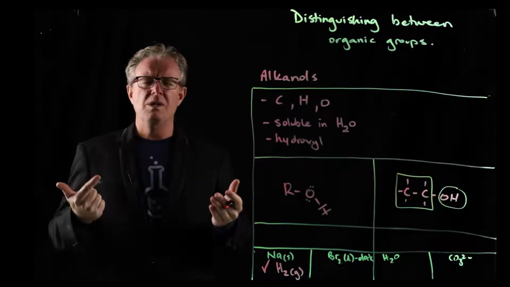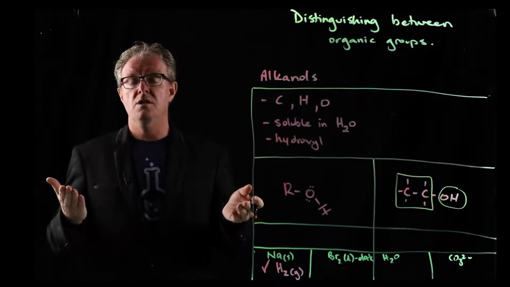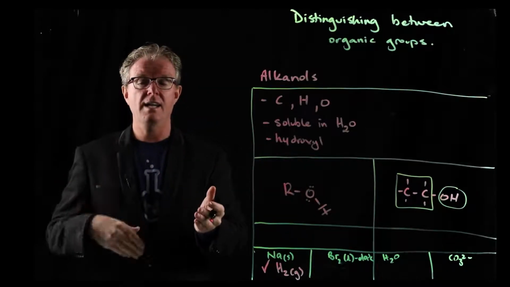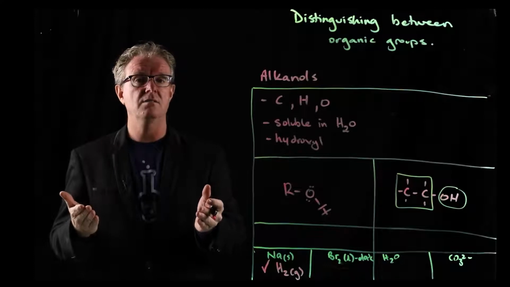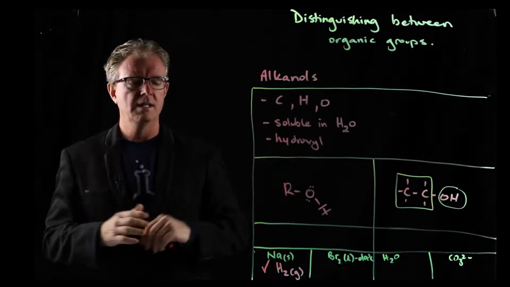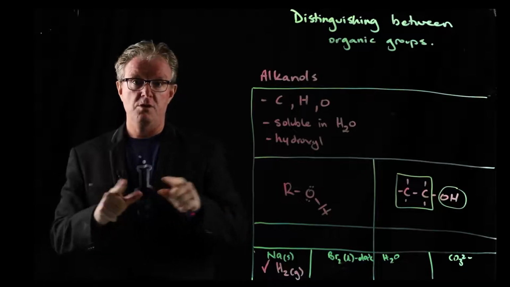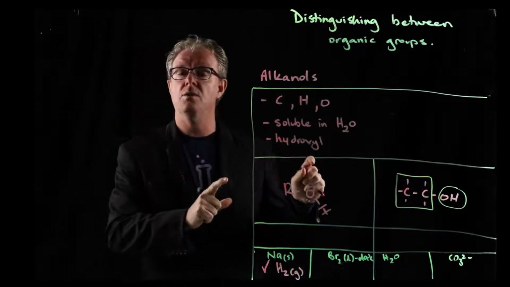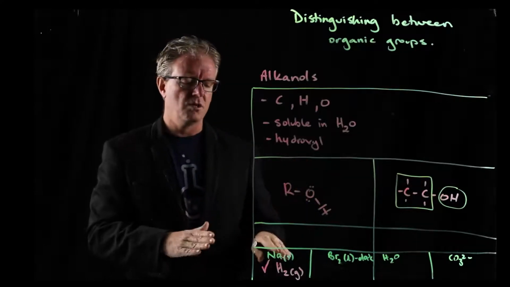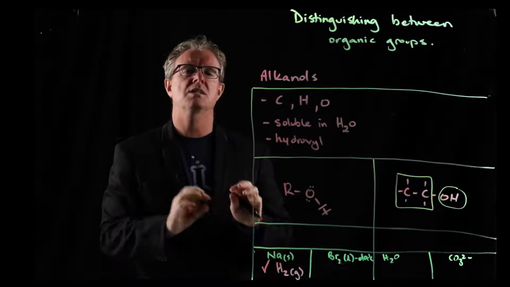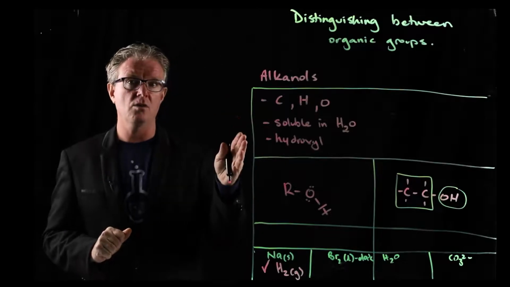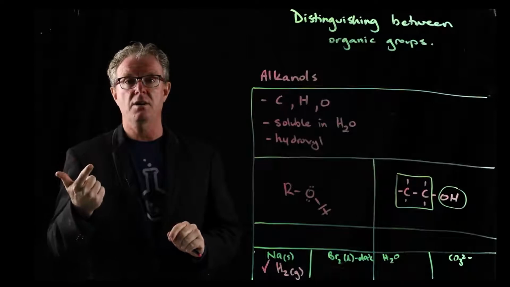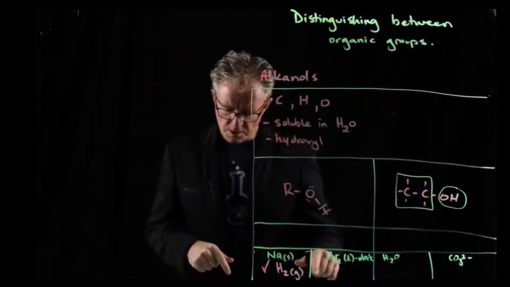Well, that's telling you a little bit, but not the full story, because we know that alkenes react, but alkanes don't. So we could still have an alkane and an alcohol. But if we put sodium into both samples, sodium reacts with alcohols, but doesn't react with the alkane. So now we have a distinguishing test which can tell us the difference between an alcohol and a hydrocarbon that is an alkane.